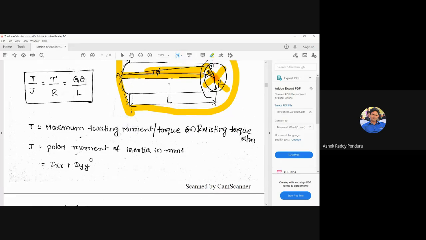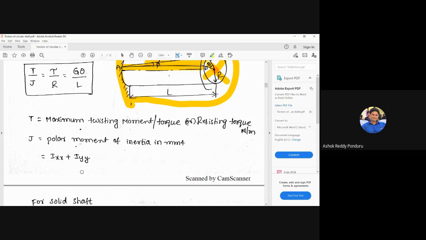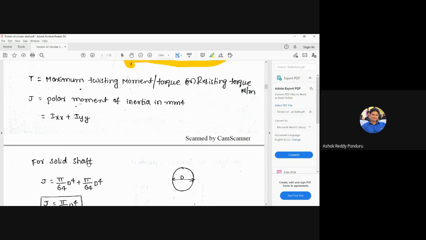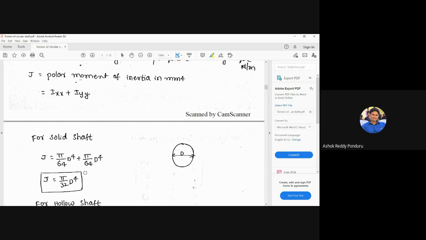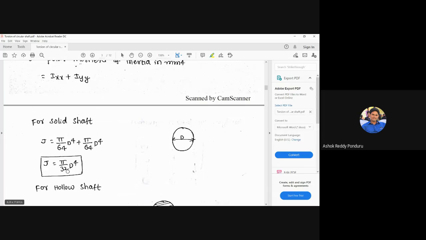Now we know how to find that polar moment of inertia. I think we studied it in engineering mechanics: Izz is equal to Ixx plus Iyy. Now for a solid shaft, Ixx is equal to pi by 64 d power 4, plus Iyy also pi by 64 d power 4, which is equal to pi by 32 d power 4.